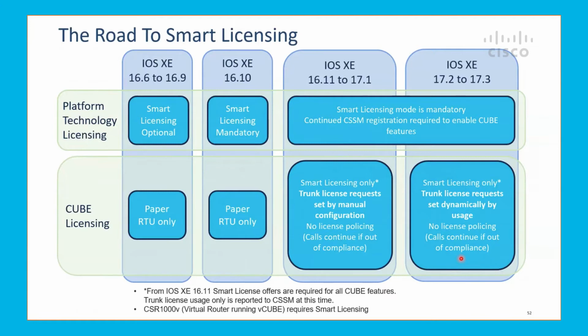But continuous CSSM registration is mandatory from iOS XE 16.11 and onwards to utilize Cube features, for both platform and Cube licensing. Today, to CSSM, only trunk license usage is reported. Line side and media proxy is not. And CSR 1000V, the virtual router, has required smart licensing for a very long time. So keep that in mind.